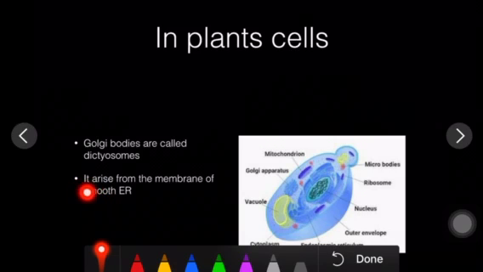These dictyosomes arise from the smooth endoplasmic reticulum. So I hope you will try to understand the structure and function.